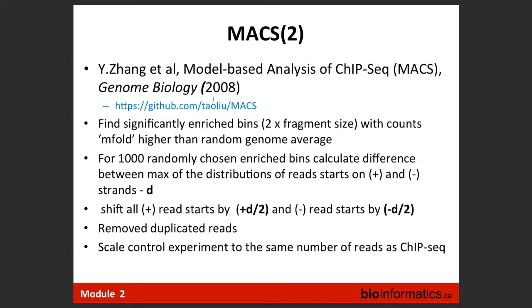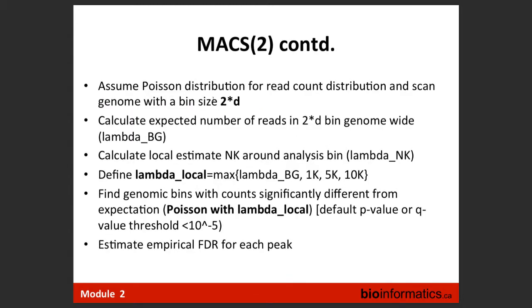First, MACS bins the data, and then it evaluates this parameter lambda. It defines lambda using the background, using the input, which is subsampled, and using 1k around the location, 5k and 10k, and takes the maximum. So that's a kind of conservative way. What tells us that the statistics maybe is not really exact there? So maybe let me step back.